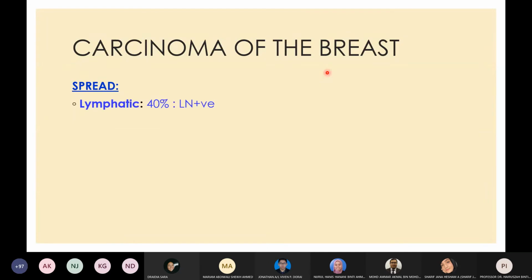Okay, that's grading, very important, you must know that. How about the spread of cancer of the breast? As in other malignant tumors, they spread either by lymphatics or by blood. Actually, in almost half of the patients that we diagnose in the lab, they will already have lymph node involvement.